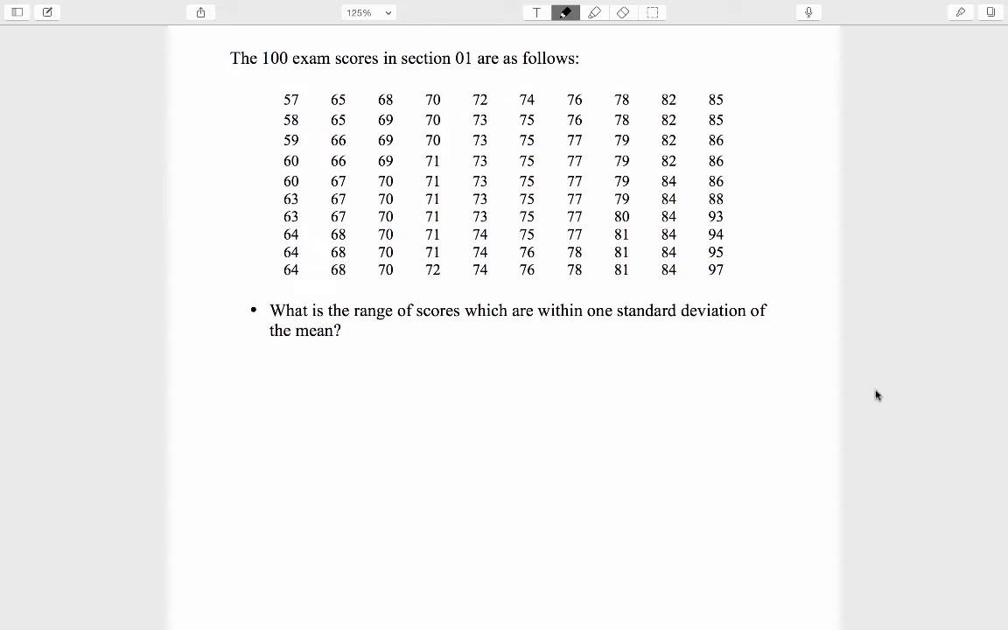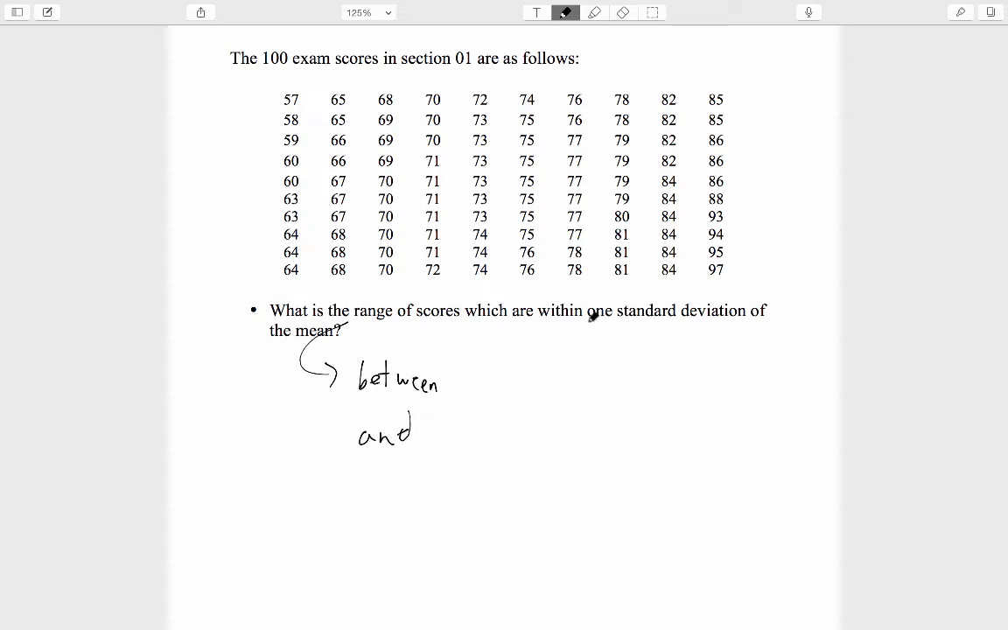Now that we know how to do that, we can go on to ask, what is the range of scores which are within 1 standard deviation of the mean? They might be less than the mean, they might be greater than the mean, they might even be equal to the mean, but the difference is at most 1 standard deviation. What is this range? This range is between a certain score and a certain other score.